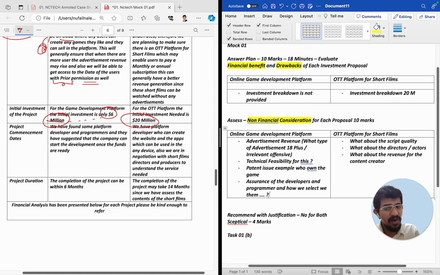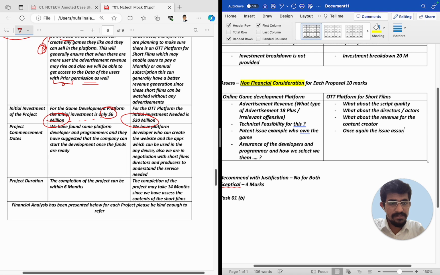We have a platform developer who can create the website and apps which can be used on any device. Also, we are in negotiation with short film directors and producers to understand the service needed. So once again, students, the issue is the assurance of these developers, that is not mentioned, and this is a common point. And also directors and producers.